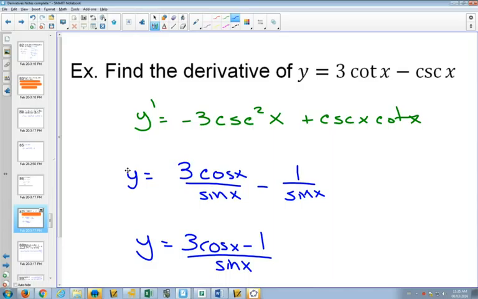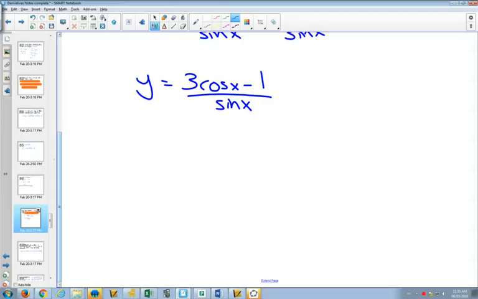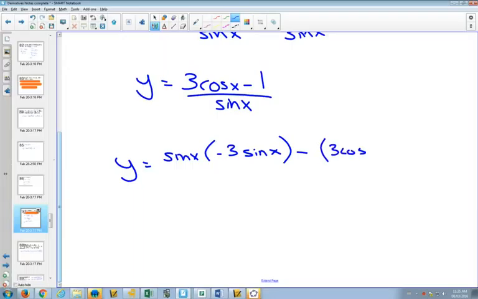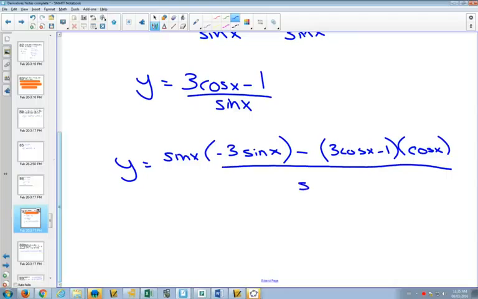Now if I had this as a type of function that I was looking at, it says I should use the quotient rule. So I would go about doing this with the quotient rule, and you keep the bottom the same, multiply by the derivative of the top. The derivative of the top is going to be negative 3 sine x plus 0. Subtract, keep the top the same, derivative of the bottom, all over the bottom squared. And if it didn't ask me to simplify, I would leave it like this.